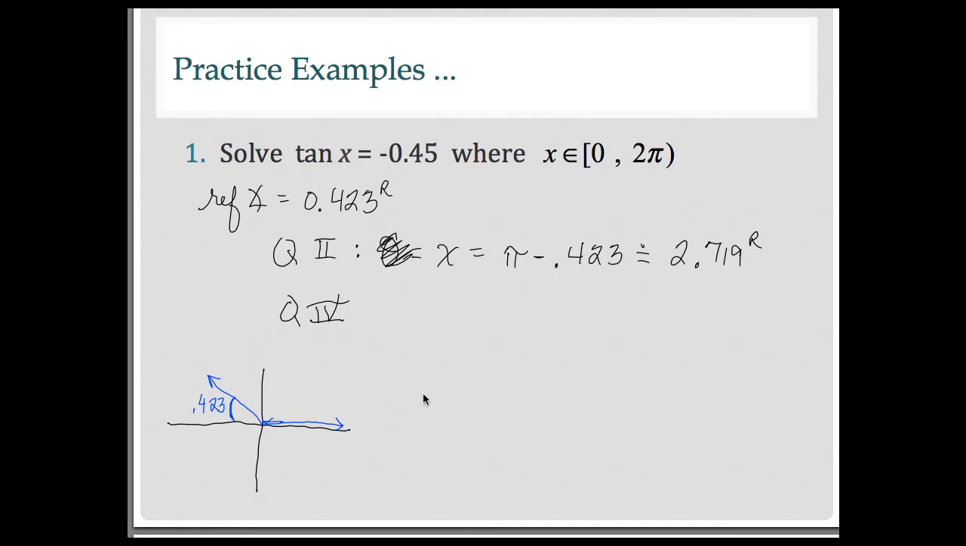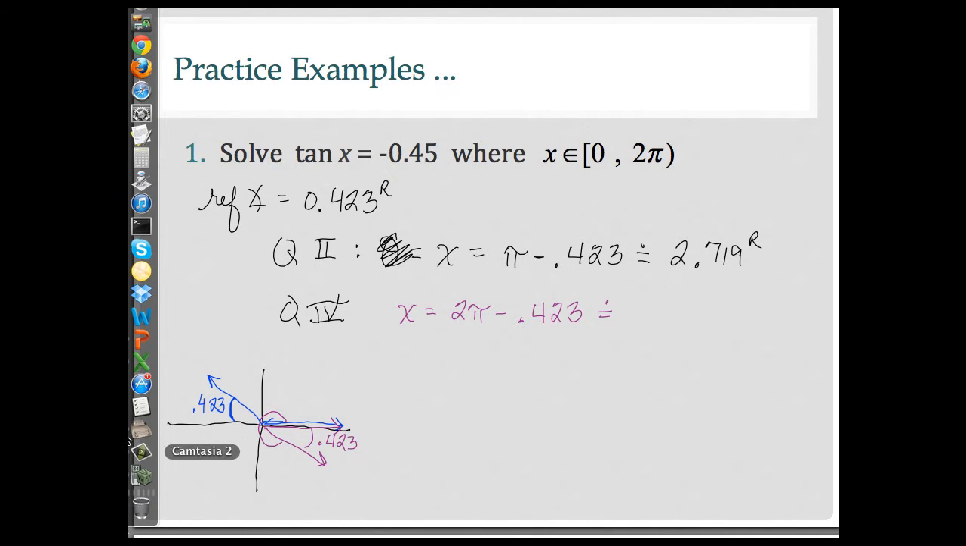Our other answer is going to be in the fourth quadrant. So here's where our angle would start, and now we're trying to figure out the fourth quadrant answer, pretty much finding this big angle there. This little part in here, this is the 0.423. Remember, by definition the reference angle is the distance between where the angle ends and the closest side of the x-axis. So in order to get our angle for this one, we're starting at 2 pi and going into the fourth quadrant 0.423 radians.